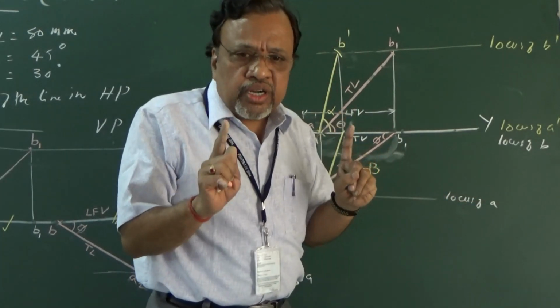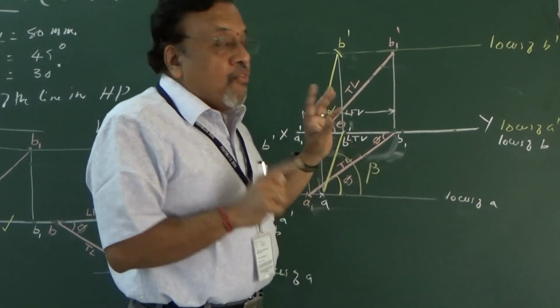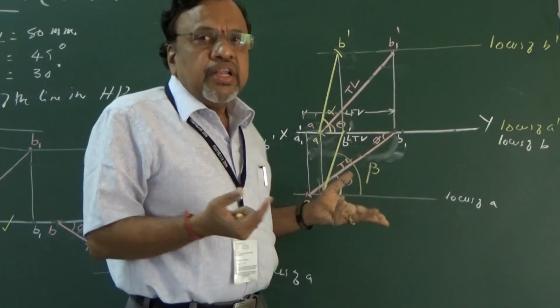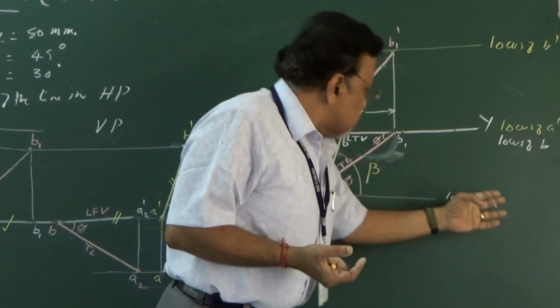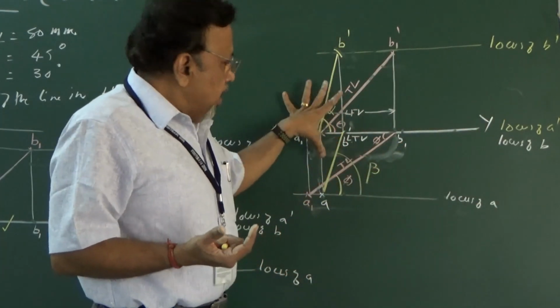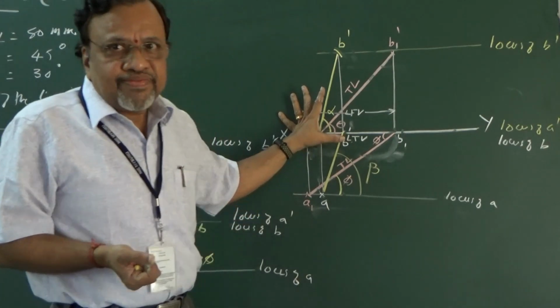See, finally what I want to get is the final projection. I want this locus and also I want this LTV, LFV. So even if you do it in this way, I am doing the same LFV only now. But anyway, then I am going to get the final top and front. Okay.